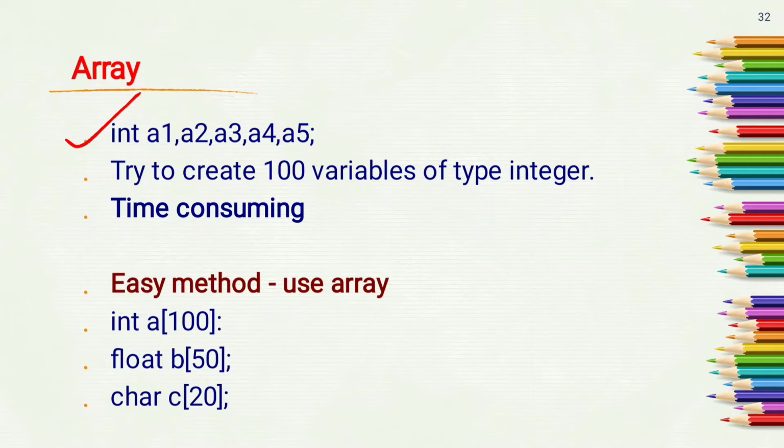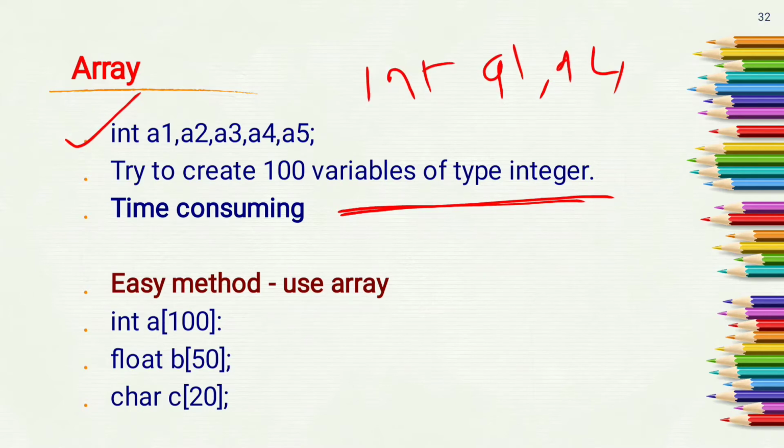Now try to create 100 variables of type integer. We are creating same type of variables, so what do you have to write? int a1, a2, a3, a4, a5 up to a100. You can write it, but it is a time consuming process. Suppose you want to create 1000 variables of type integer, then you have to explicitly create 1000 variables. So this is a time consuming process. An easy method is to use an array.